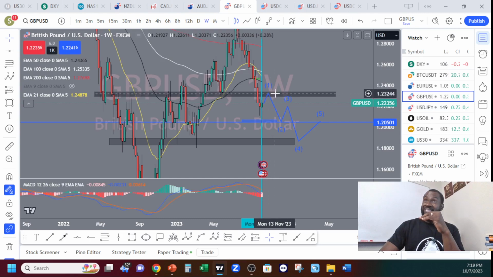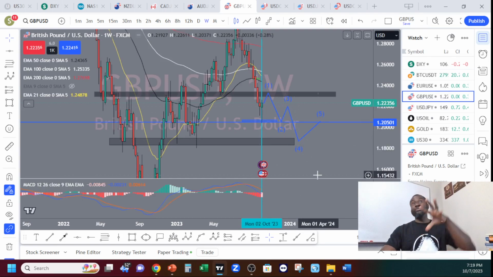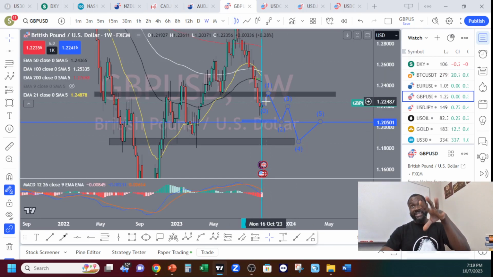Touch that weekly resistance, come down, test that weekly support that's created here, test it. The weekly resistance that's created here, test it to go lower. So that means you would break. This is the break of the uptrend.